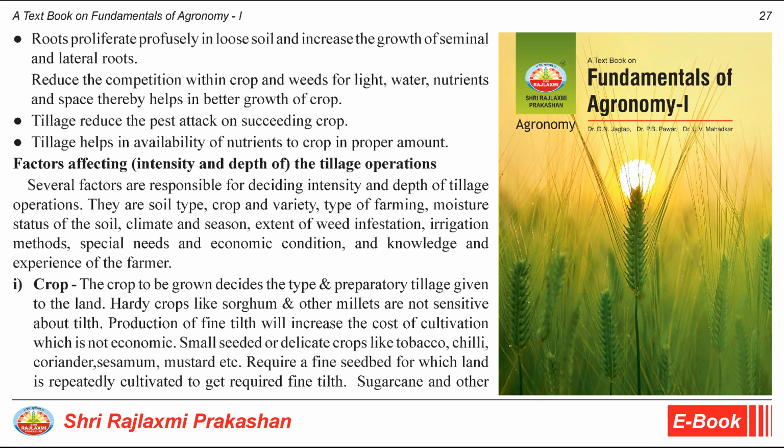Hardy crops like sorghum and other millets are not sensitive about tilth. Production of fine tilth will increase the cost of cultivation, which is not economic. Small seeded or delicate crops like tobacco, chili, coriander, sesame, mustard, etc. require a fine seed bed, for which land is repeatedly cultivated to get the required fine tilth.